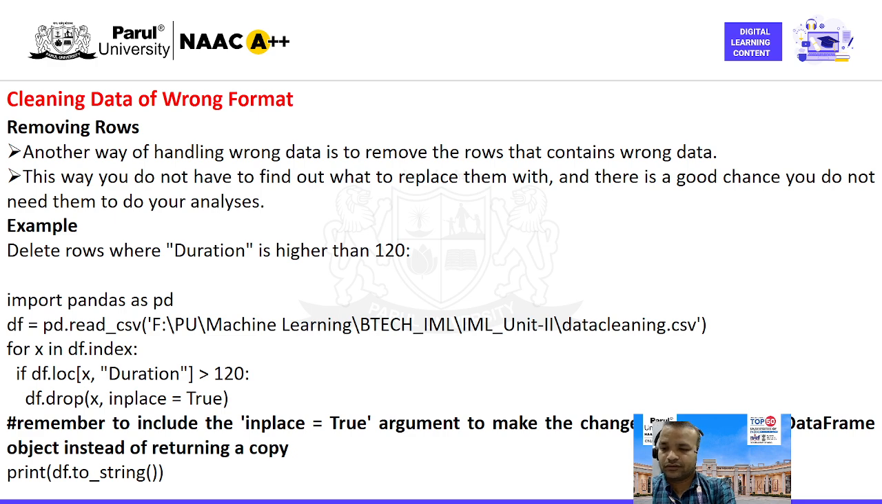So we give the condition if df.loc, we identify the location with the help of the x parameter in the column duration, where duration is higher than 120. Then we use the drop function, df.drop, applied on your data frame, with inplace equals True. That means we identify the value where duration is higher than 120, so you can delete it. After deleting you want to print, so use the print function here. Remember to include the inplace equals True argument to make the changes in the original data frame object instead of returning a copy.